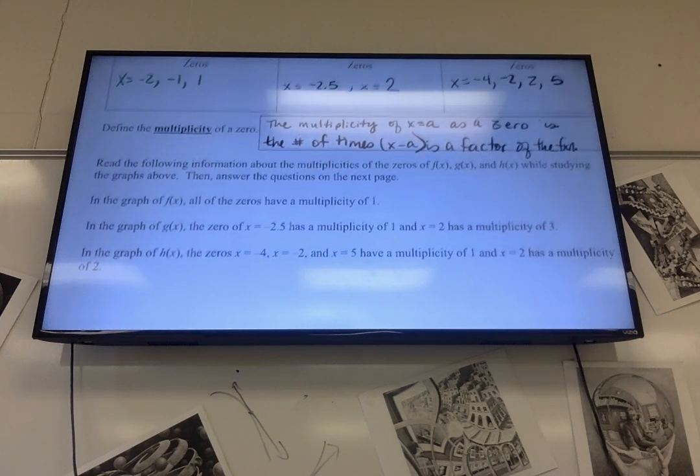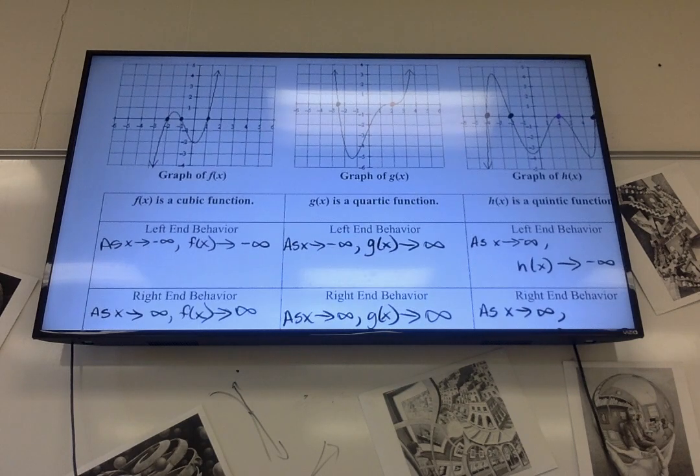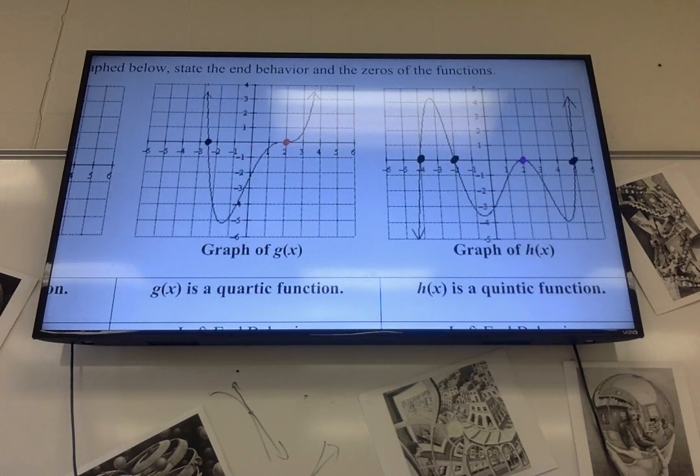So let's look at this first one. All the zeros have a multiplicity of 1. So how many multiplicities does f of x have when I add them all up? 1 for each one, so that's a total of 3. Because this one has 1, this one has 1, and that one has 1. So a total of 3. And what's the degree of this function? 3. Okay. And g of x, this one had a multiplicity of 1, and this one had a multiplicity of 3.